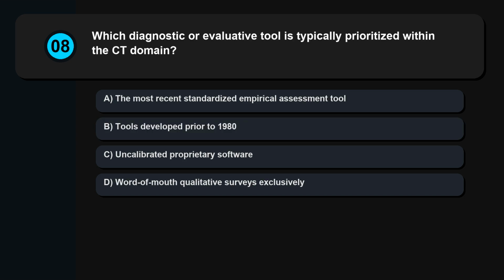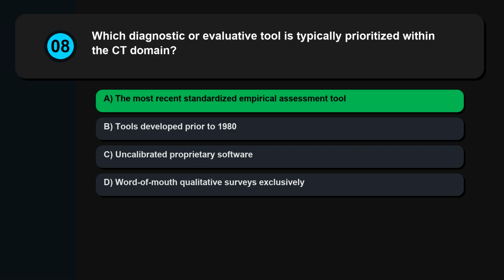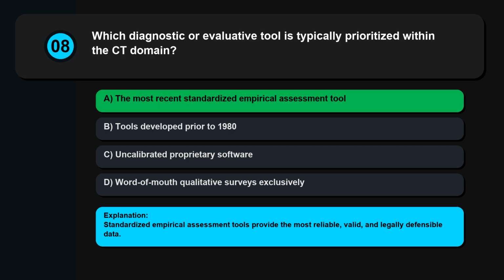Question 8. Which diagnostic or evaluative tool is typically prioritized within the CT domain? The most recent standardized empirical assessment tool, tools developed prior to 1980, uncalibrated proprietary software, word-of-mouth qualitative surveys exclusively. Standardized empirical assessment tools provide the most reliable, valid, and legally defensible data.